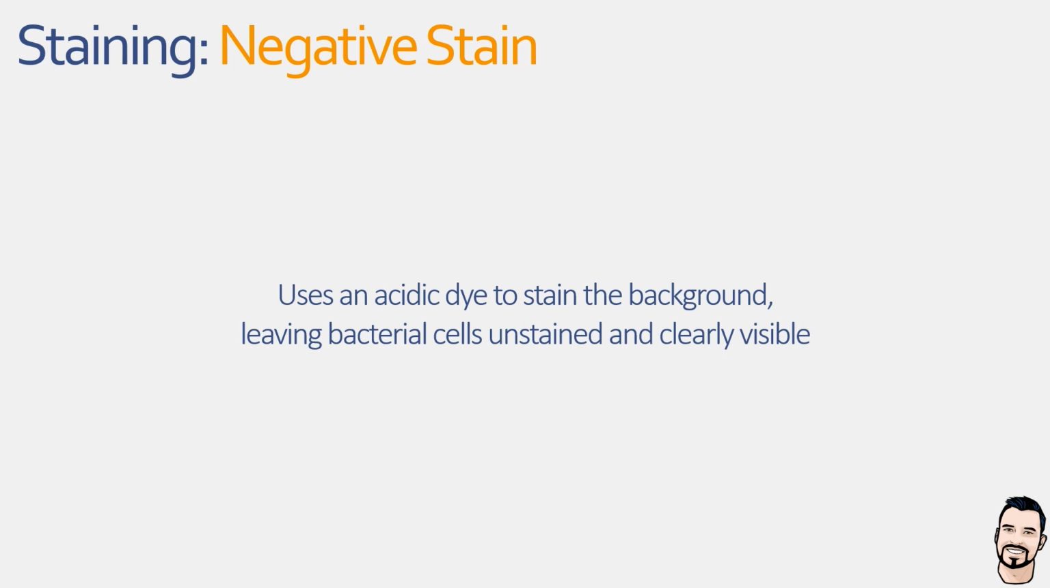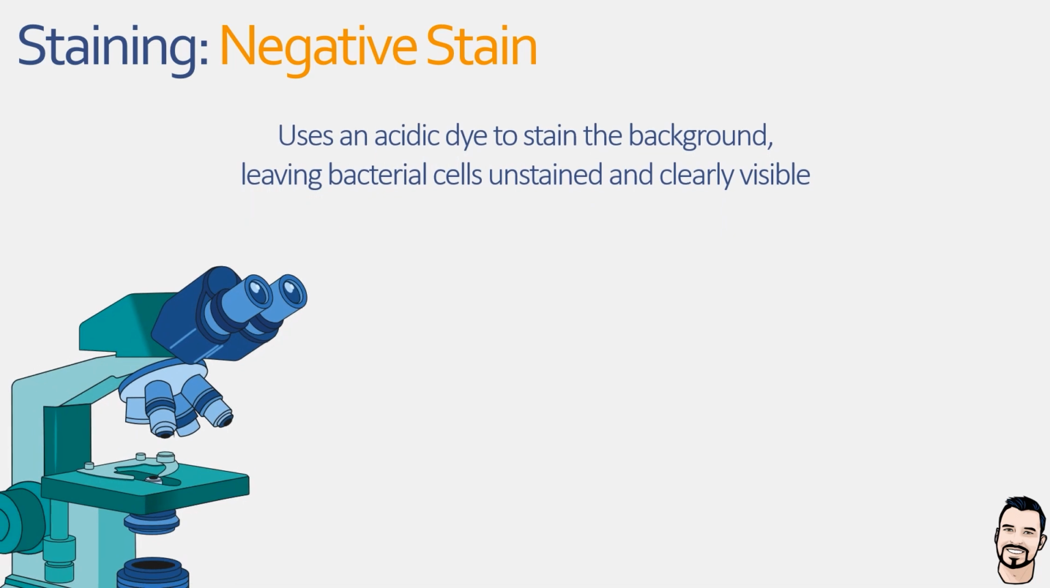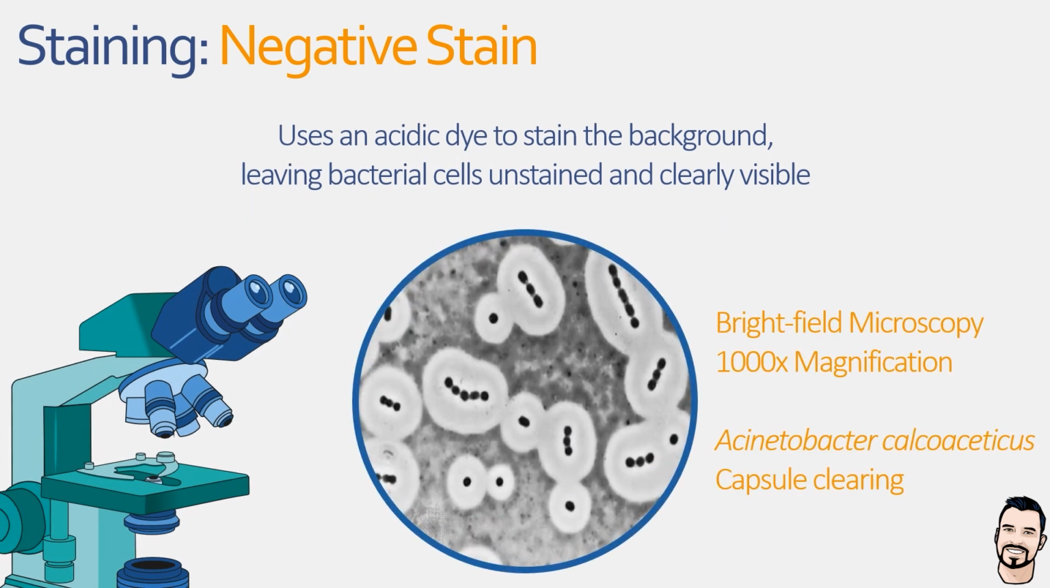Well, it's particularly useful for visualizing structures that do not readily take up traditional stains, most notably the capsules of bacteria, which can play a key role in bacterial virulence. And so if we were to use bright field microscopy on a compound light microscope, we could then visualize these cells. And so in this example, at 1000 times total magnification, we can see Acinetobacter calcoaceticus, an opportunistic pathogen known for causing nosocomial infections such as pneumonia, wound infections, bacteremia, and even urinary tract infections.